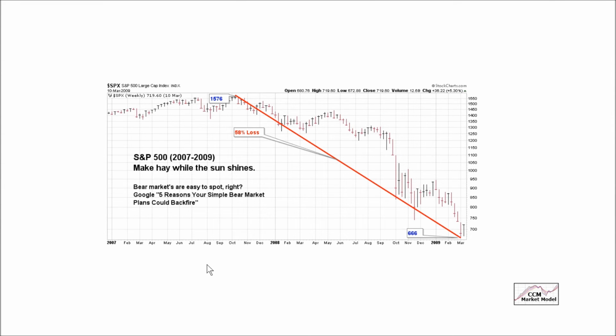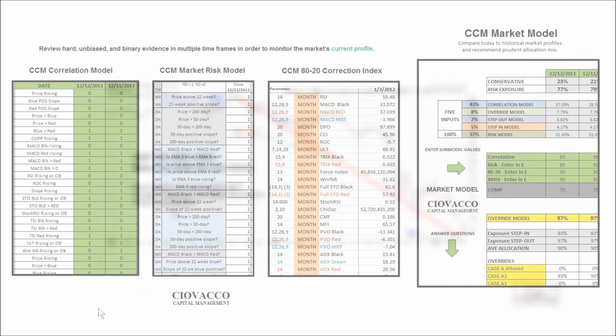We know at some point in the future that a bear market is coming. It does not appear that a bear market is imminent here. Some more things would probably have to happen, but just as a gentle reminder, this is the S&P 500 here in 2007 at 1576. It lost 58% in the bear market. Point of the exercise is we should consider putting a bear market game plan in place while the sun is still shining. If you have a simple game plan in place, I suggest you Google 5 reasons your simple bear market plans could backfire and see if your plan can pass the test.